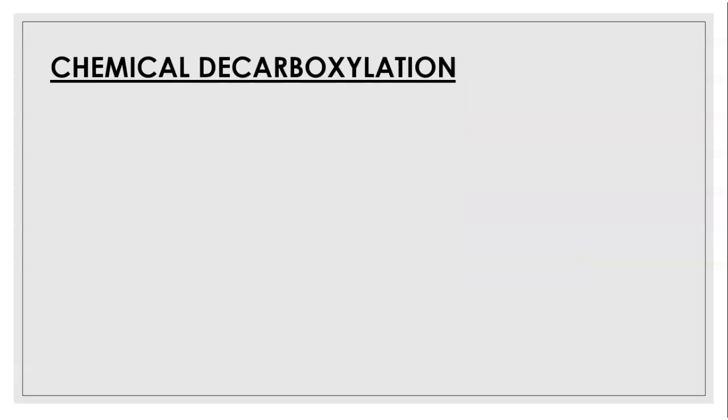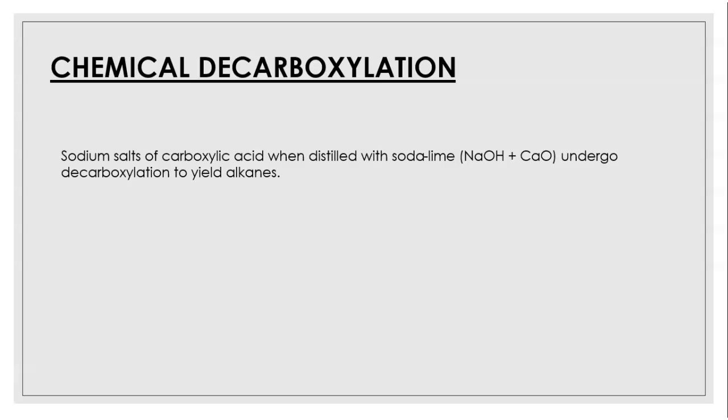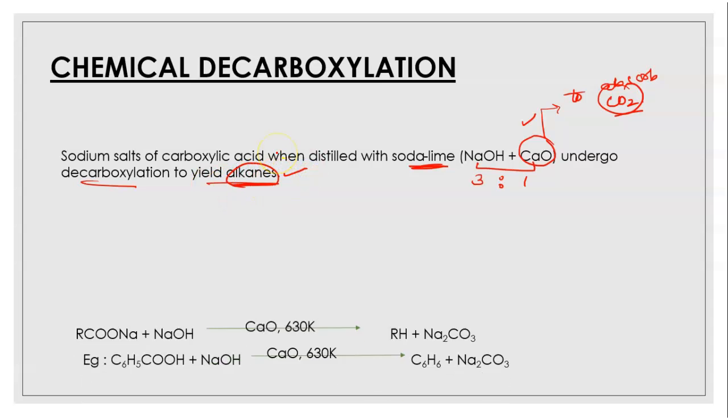Taking up the first reaction, chemical decarboxylation. What is happening here is that the sodium salt of a carboxylic acid, when distilled with soda lime, which is NaOH plus CaO used in the proportion 3:1, and CaO's job is to absorb the carbon dioxide gas that is released, by the removal of the COO carboxyl group, it will undergo decarboxylation, meaning removal of carbon dioxide, which is absorbed by calcium oxide, and this will ultimately result in the formation of the product alkanes.